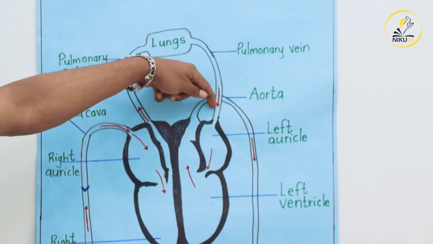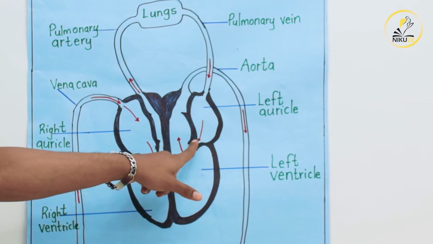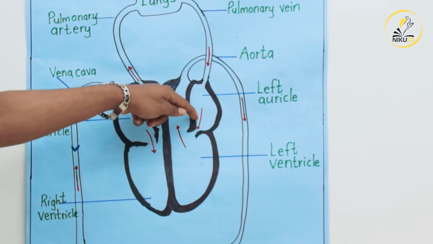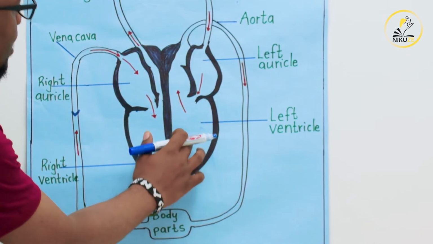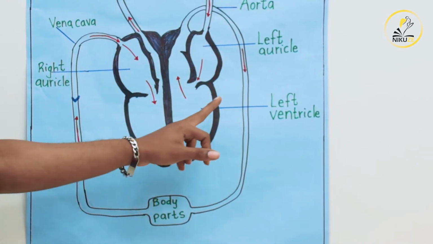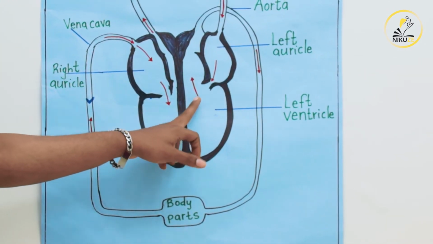It comes to the heart, then is dropped to the left auricle. After that, it is dropped again to the left ventricle. Now, this left ventricle is the one that will pump the blood again to all parts of the body.